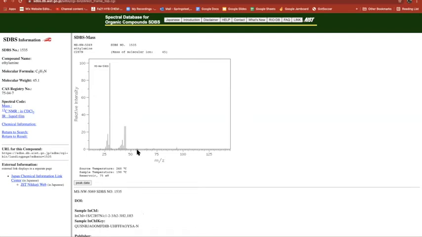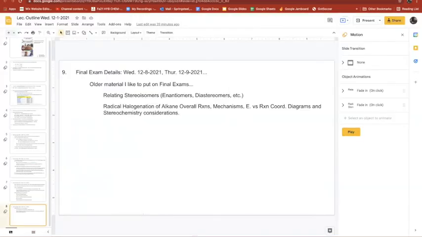I don't know what this one is at 55, 56. I'm not sure what's going on with this. This is an interesting one. It's got a lot of extra. Maybe that's just noise. But yep. Yeah, so whenever you see an odd molecular ion, you think that's odd. And we'll do some examples of it and we'll work it out.